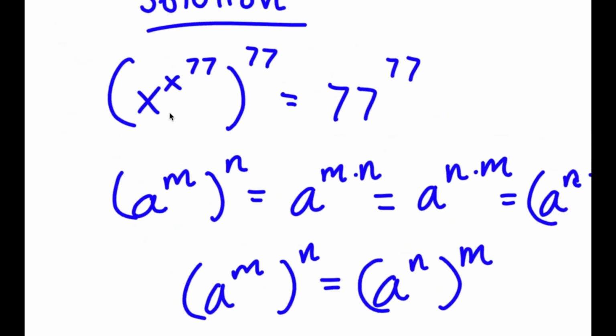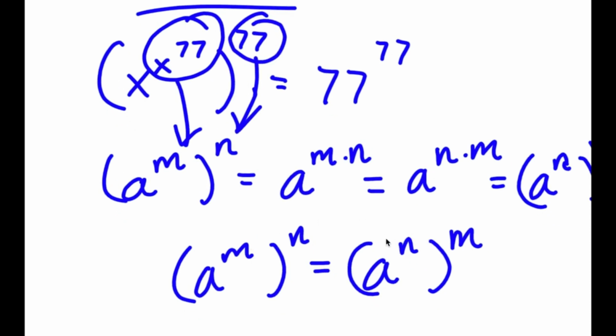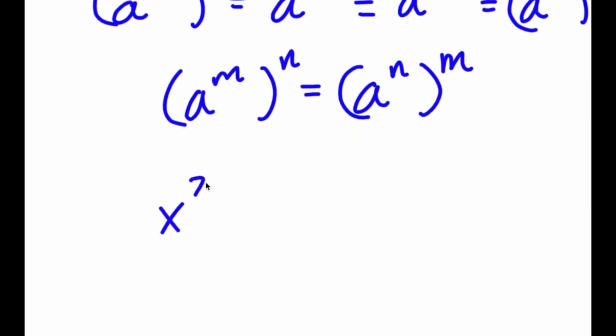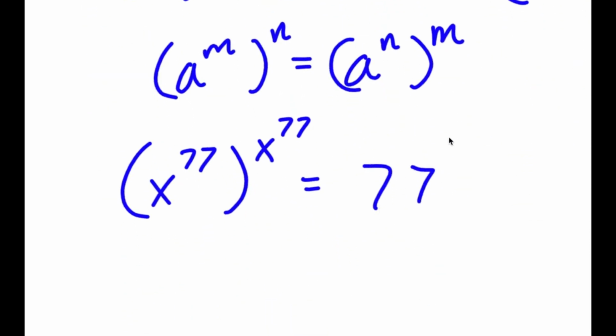So, over here, we have x to the power of x to the power of 77 to the power of 77, and we can think of x to the power of 77 as m and 77 as n. So now, remember, I can switch these two places. So now I have x to the power of 77 to the power of x to the power of 77 is equal to 77 to the power of 77.